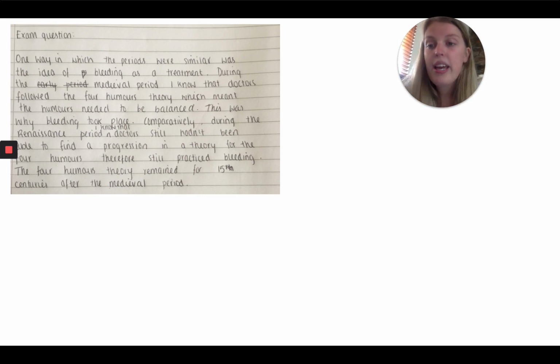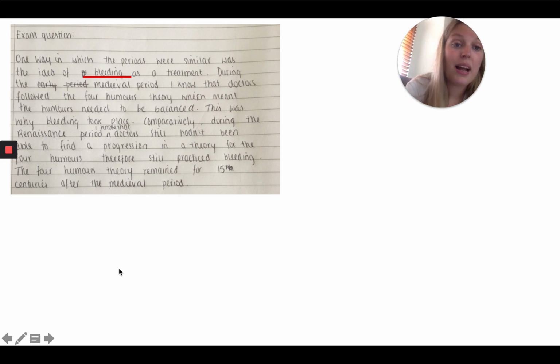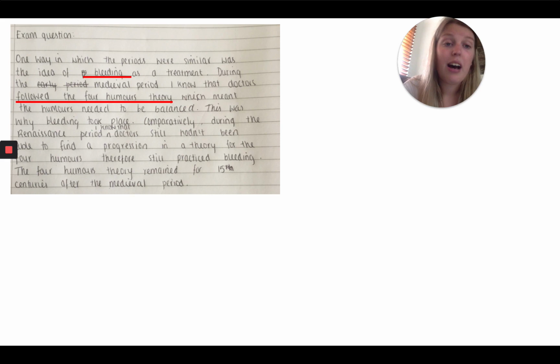So one way in which the periods were similar was the ideas of bleeding as a treatment. Okay, so this person has stated their similarity. Really clear there, that's 1 mark. Okay. During the medieval period, I know that doctors followed the 4 humours theory. I really like that, because that's explaining why bleeding was used, not just describing that bleeding happened.